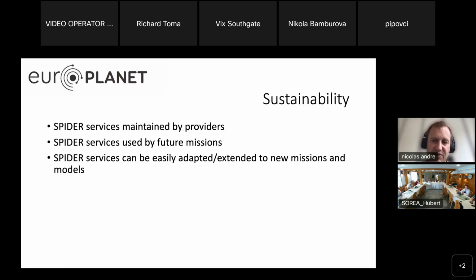In terms of sustainability, each of our services is developed by a single provider, and so we hope to be able to maintain all of them because this is much simpler when you have only one single provider. We have current and future missions targeting the objects we focus on, so we hope to have a bright future and to be really used by the community. And also the system is done so that we can easily extend it or adapt it to new missions and models that will come.